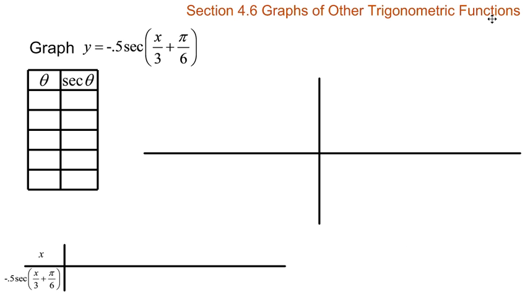I picked a nice special one that you guys would really love. A nice simple one: negative 0.5 secant of x over 3 plus pi over 6. And obviously, not a simple one. I was just joking there.